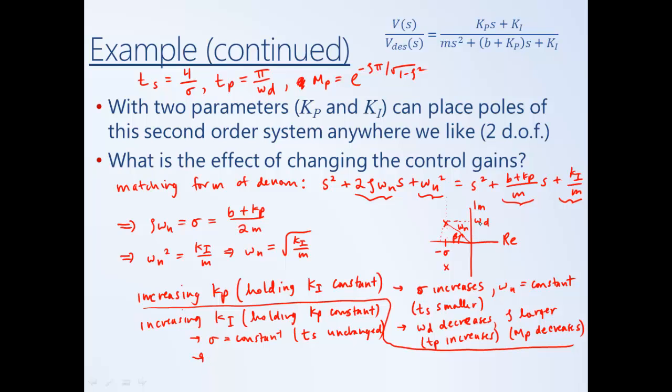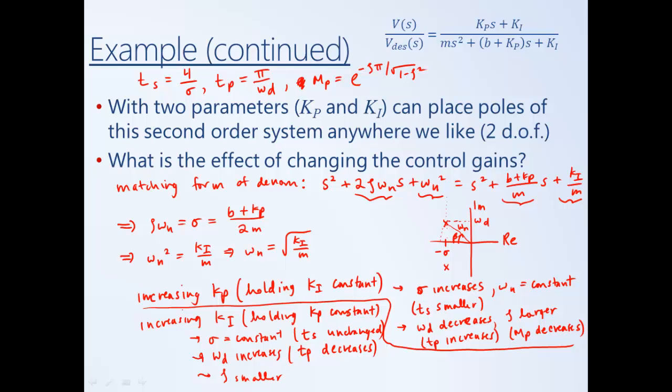That also means that omega d will increase. And if omega d increases, that means that Tp will decrease. And it also means that as we go up, beta will increase. It means we're getting closer to the imaginary axis. So that means zeta is getting smaller.